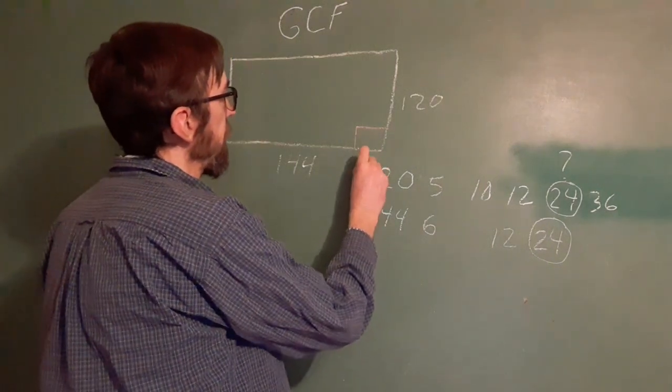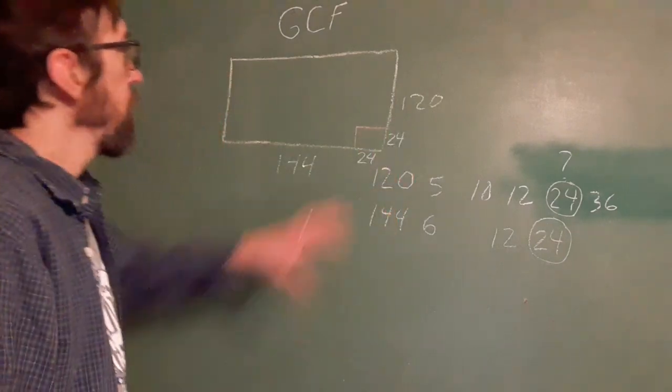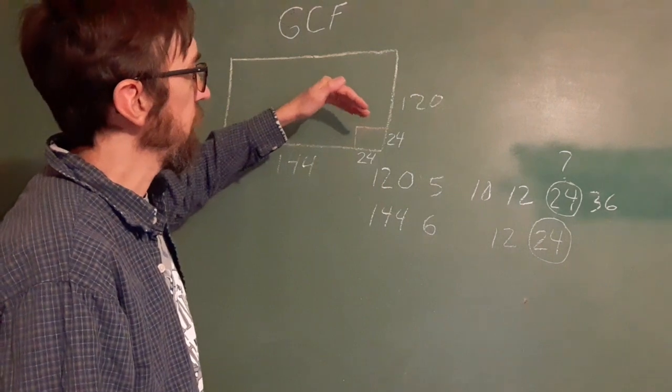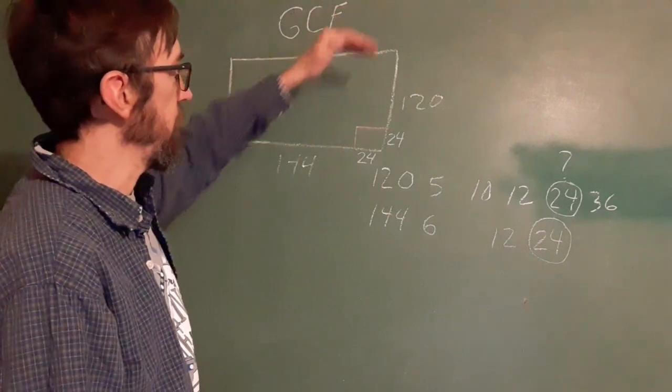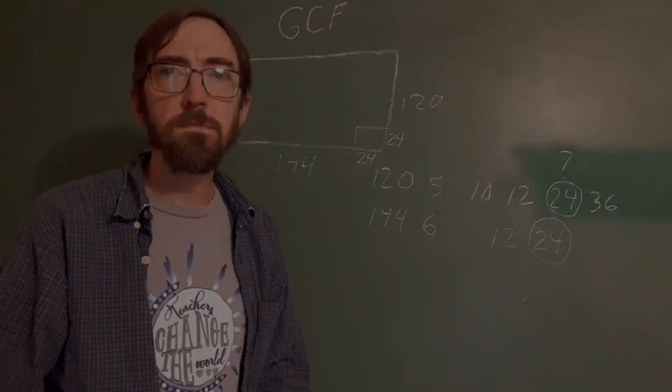So if we have a 24 by 24 inch tile, we should be able to cover this entire floor. We will need 5 tiles in this direction and 6 tiles in this direction.